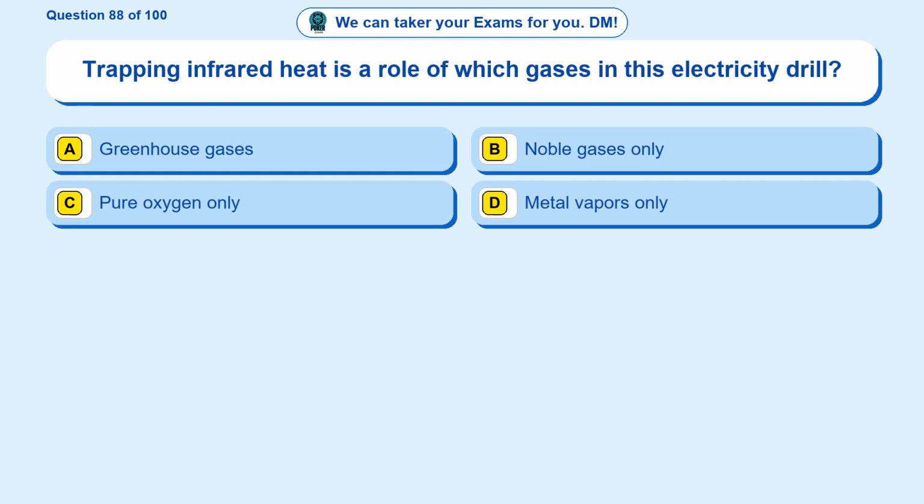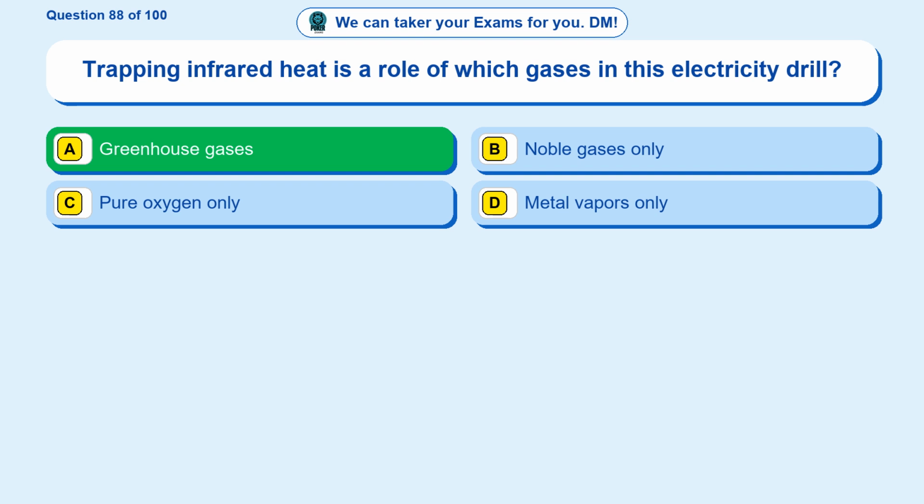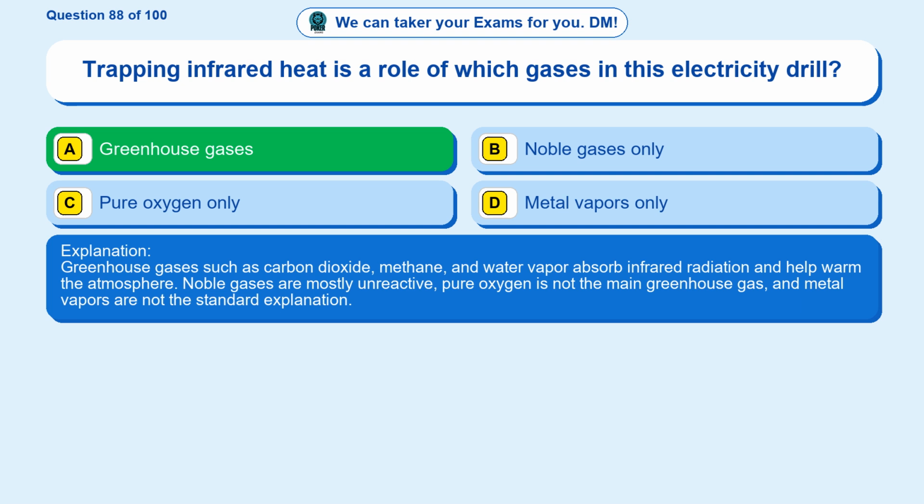Question 88. Trapping infrared heat is a role of which gases in this electricity drill? Option A, greenhouse gases. Option B, noble gases only. Option C, pure oxygen only. Option D, metal vapors only. The correct answer is option A. Greenhouse gases. Greenhouse gases such as carbon dioxide, methane, and water vapor absorb infrared radiation and help warm the atmosphere. Noble gases are mostly unreactive, pure oxygen is not the main greenhouse gas, and metal vapors are not the standard explanation.